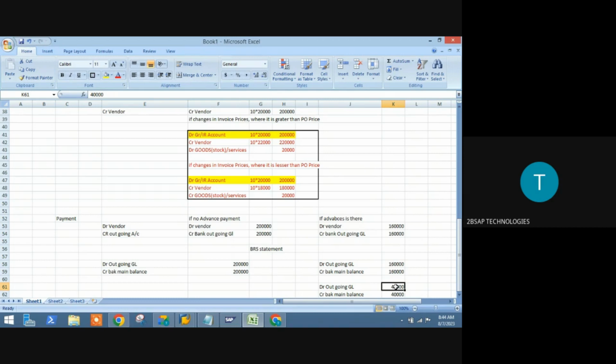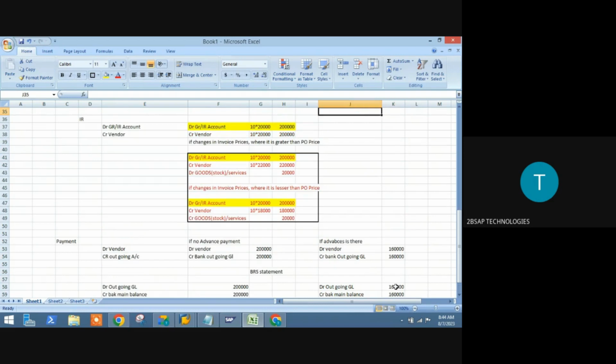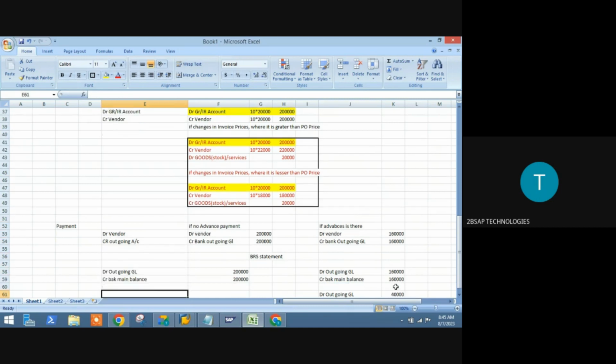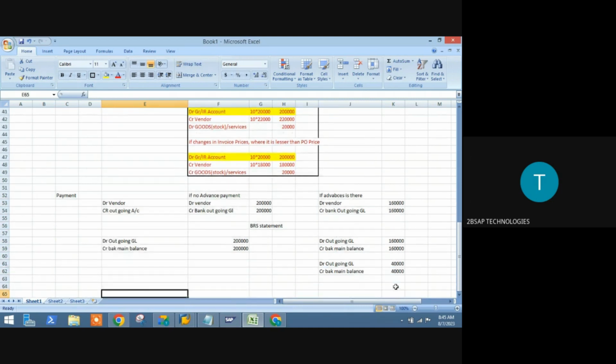So right now we are going with only the FI side. So I am going directly from here. Invoice. Instead of the GRIR account, we are going to use the respective expenditure account or the respective stock accounts. Stock accounts we have not started yet, so I'm going to use a direct expenditure account. Debit expenditure and credit vendor. That is the entry we are going to take, and based on that we are going to see all this payment process and BRS.